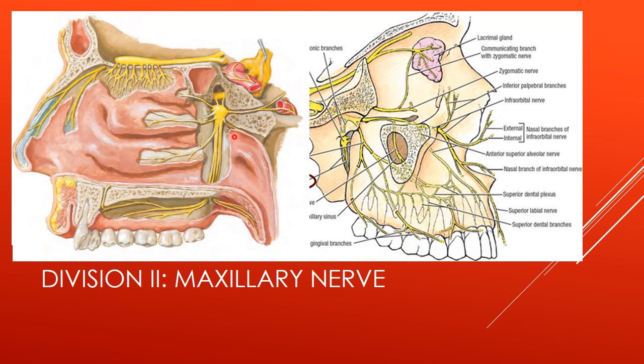Posterior to the greater palatine foramen, the middle and posterior or lesser palatine nerves enter the palate through the lesser palatine foramen and spread posteriorly to supply the tonsils and mucosa of the soft palate. This is the lesser palatine nerve entering the lesser palatine foramen.